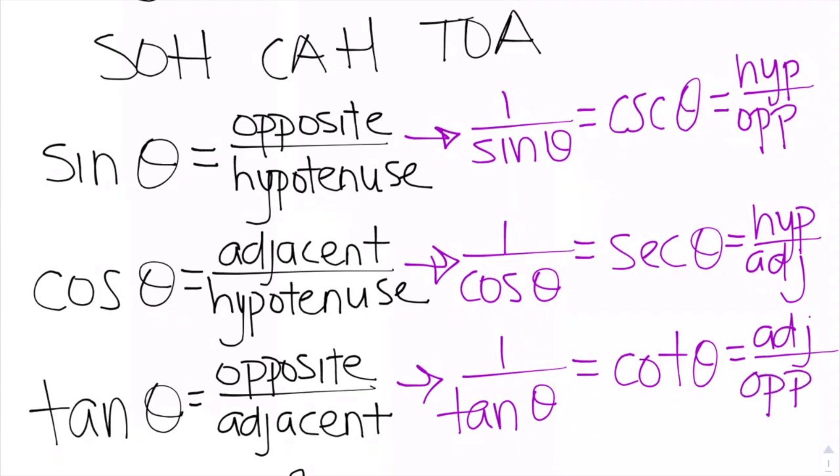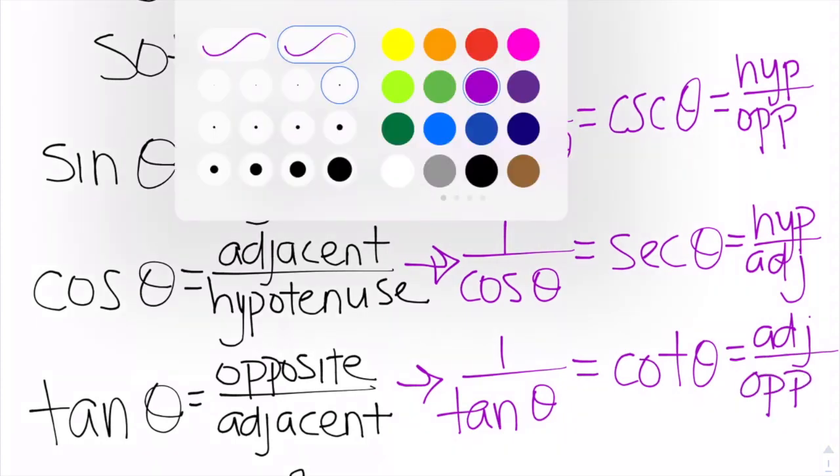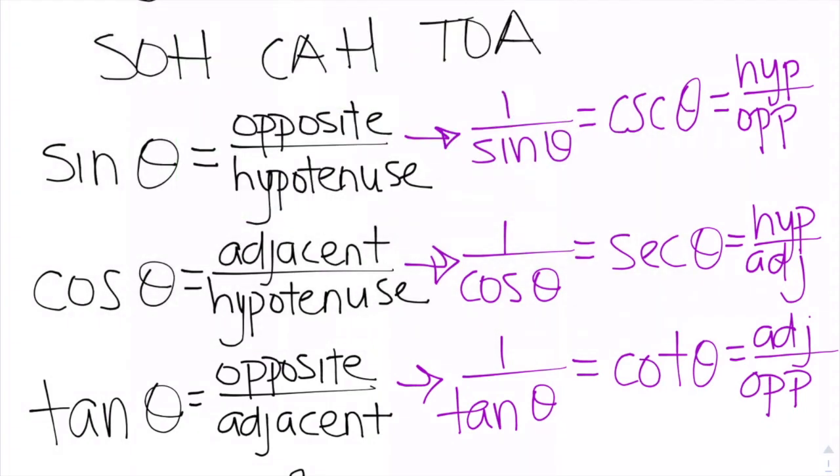And so I remember these because sine starts with S, and so the reciprocal starts with C. Cosine starts with C, the reciprocal starts with S. And then tangent makes sense because it goes with cotangent.